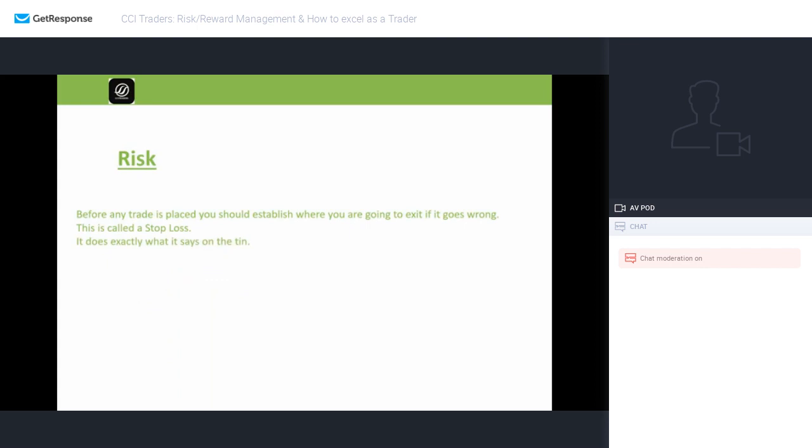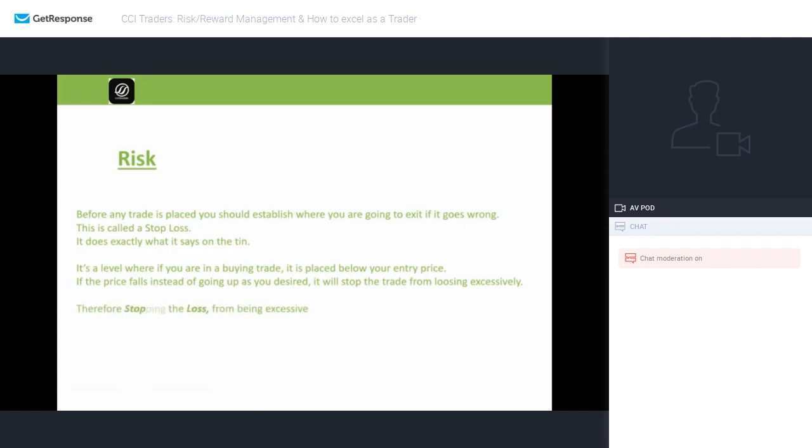It does exactly what it says on the tin. It will stop your loss from being excessive. It's a level where, if you are in a buying trade, say for example buying euro dollar and you want price to go up, the stop loss will be placed below your entry price. If the price falls instead of going up as you desired, it will stop the trade from losing excessively. Therefore, stopping the loss from being excessive. The important part is stop and loss. Stopping the loss from being excessive.